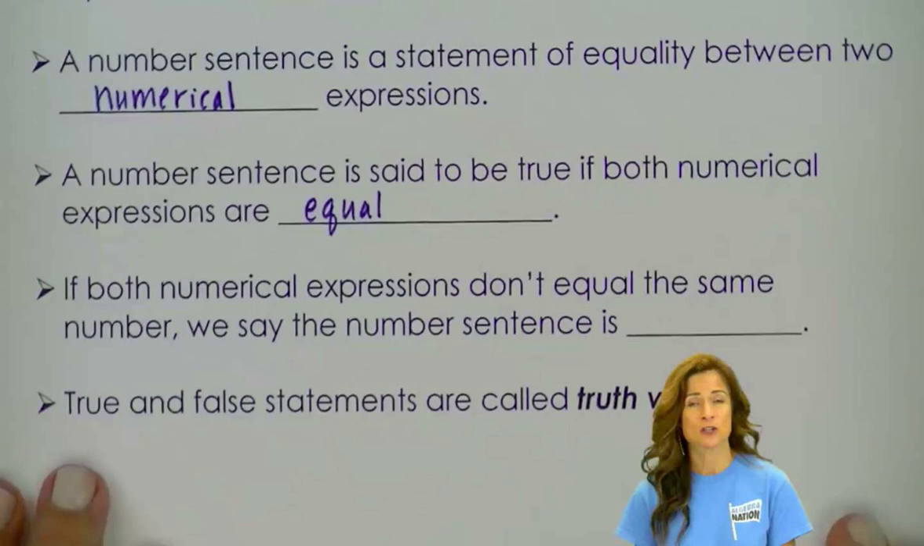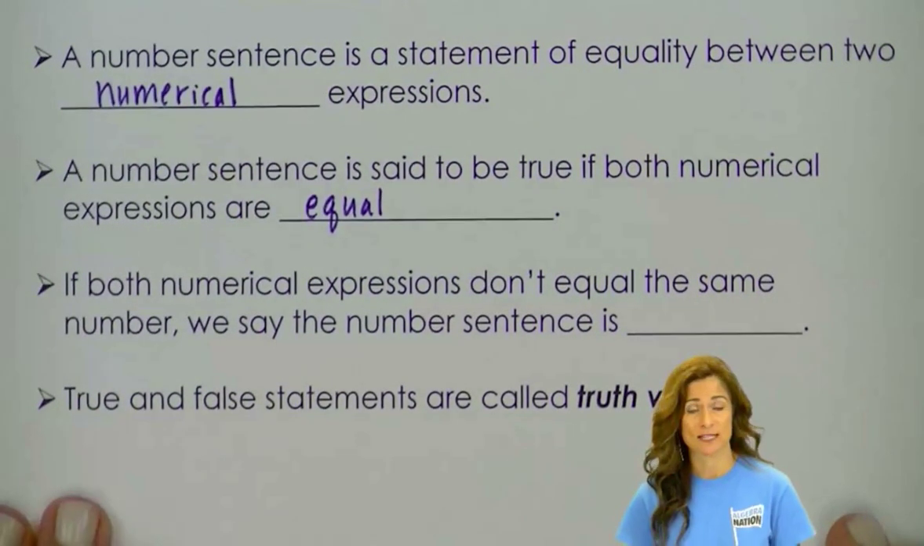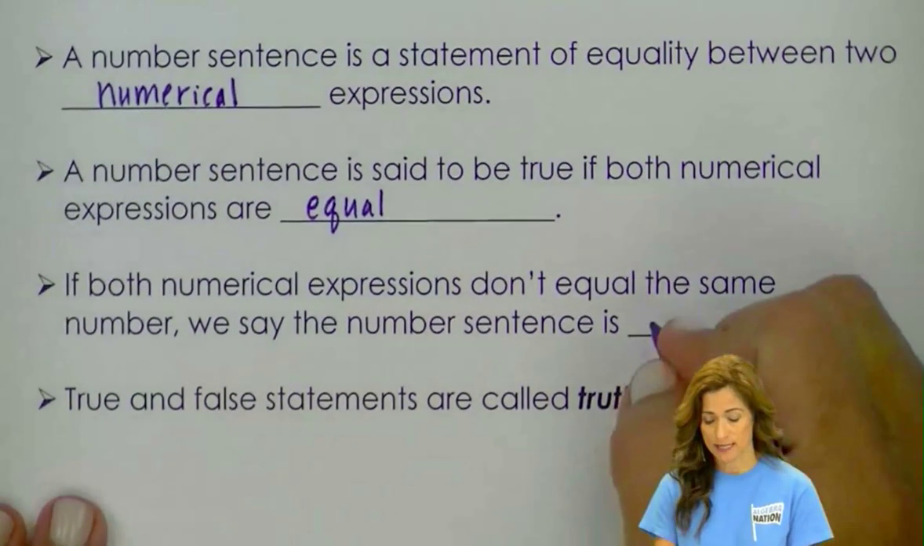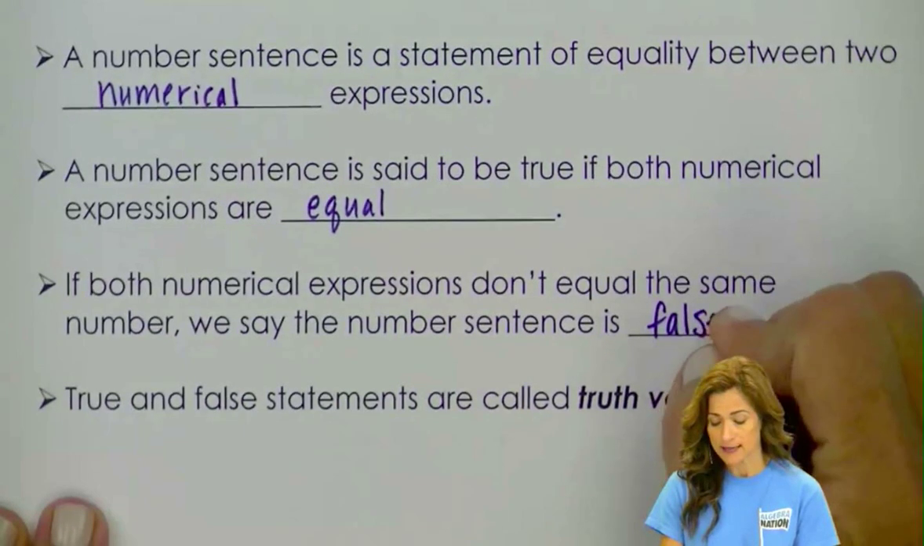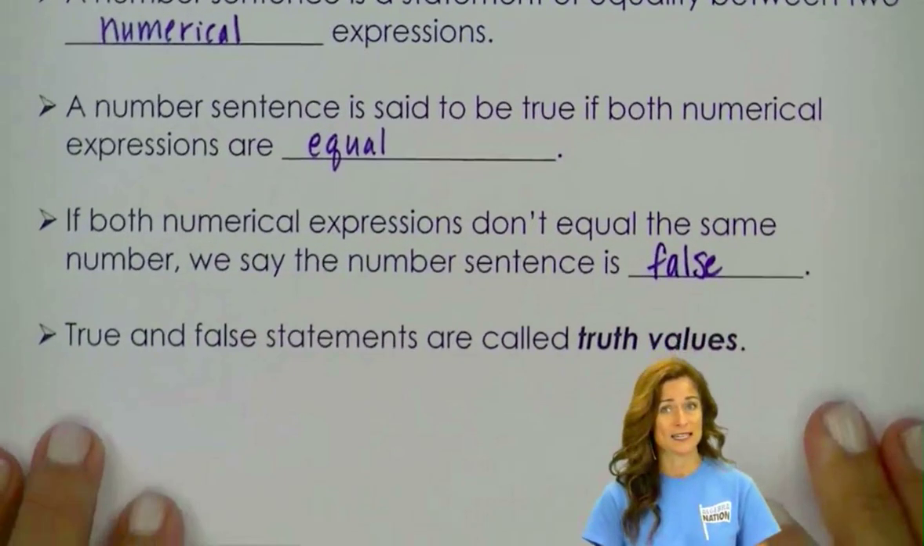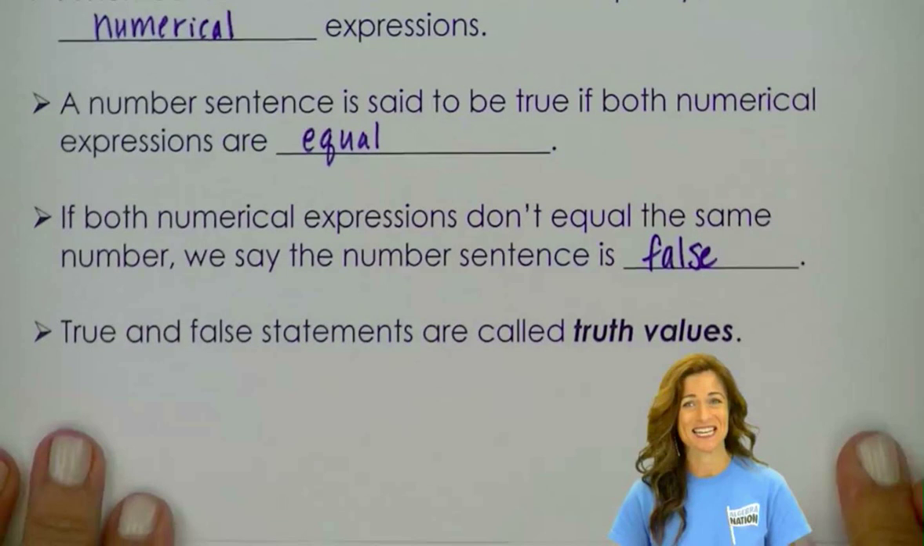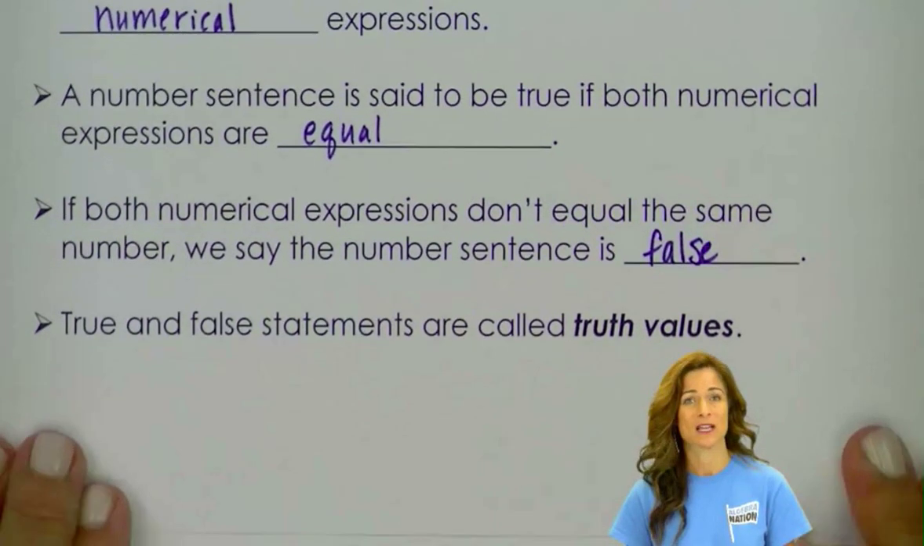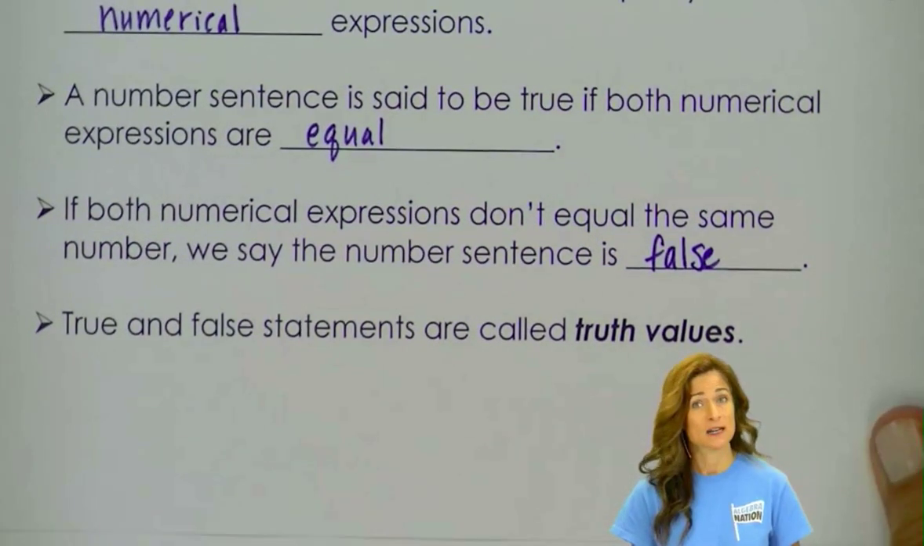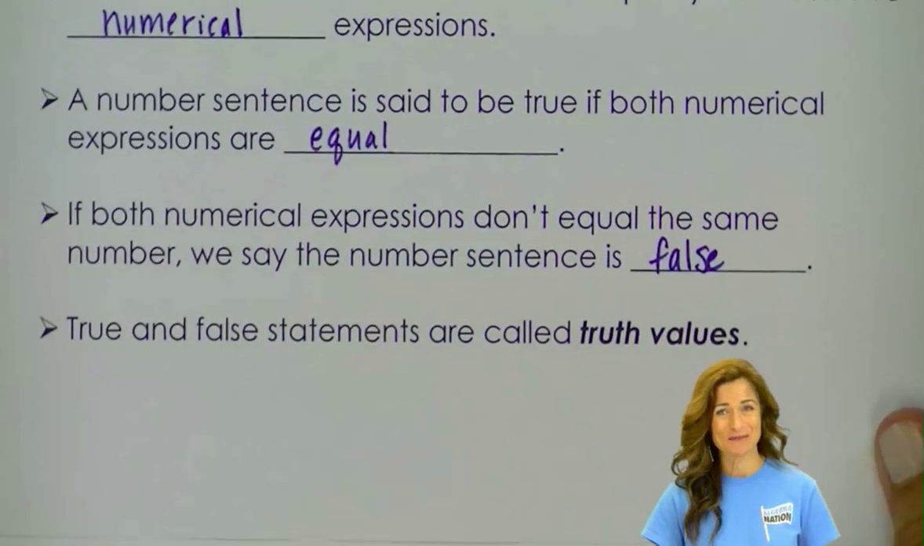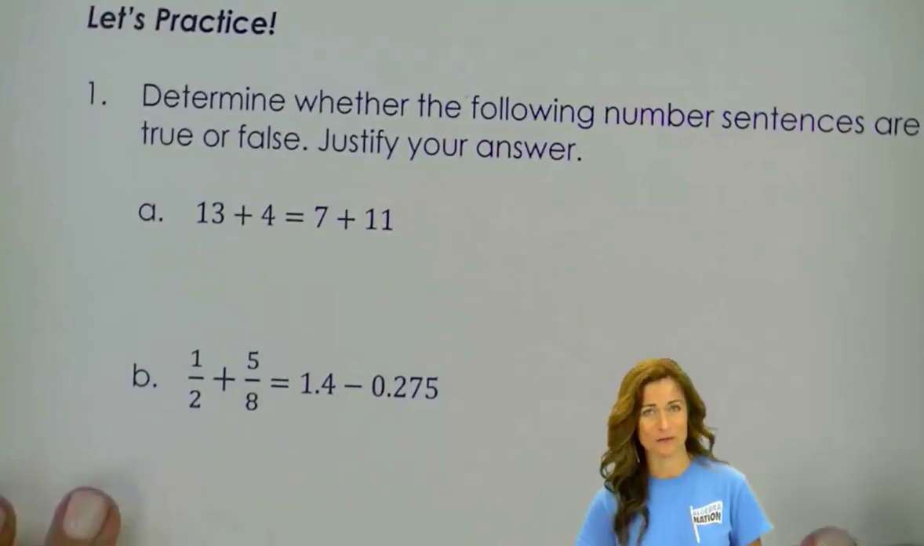If both numerical expressions don't equal the same number, we say the number sentence is false. That was like the second example where we ended up with 4 is equal to 14. That was a false statement. True and false statements are called truth values. So let's practice with a few.